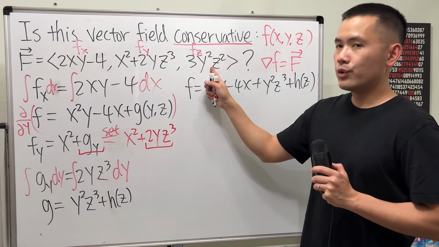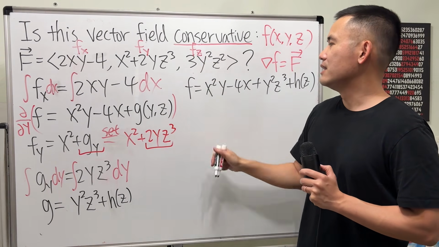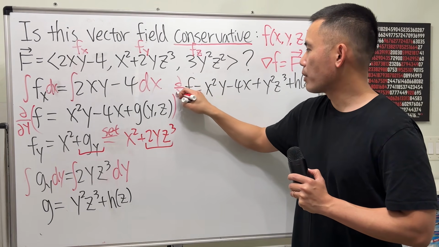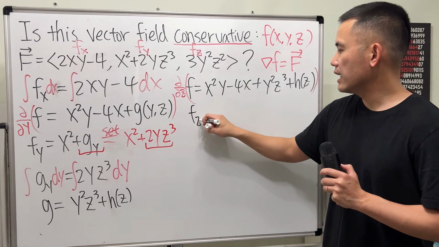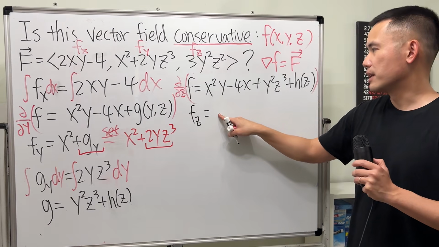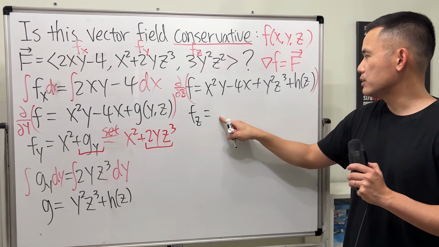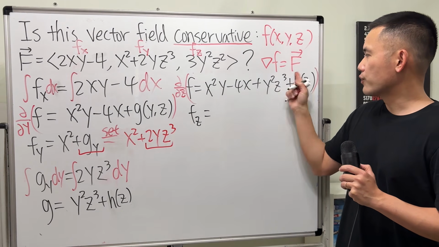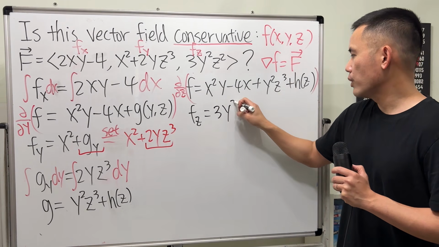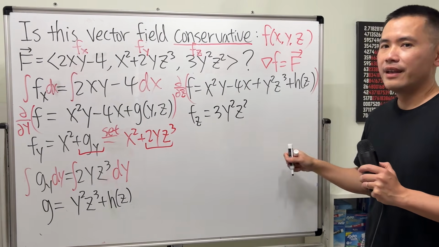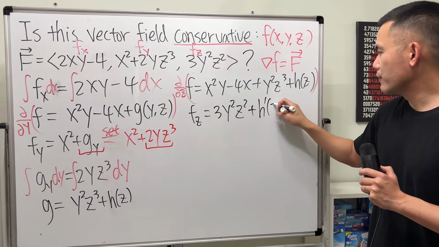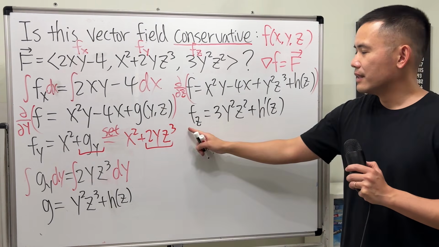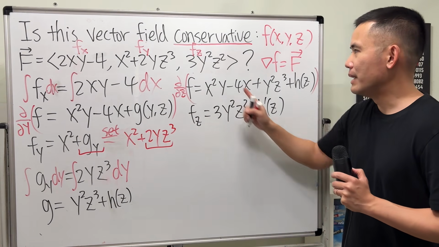Now, to use this, that's f sub z. So I will look at this equation, take the partial with respect to z. So we get, this will give us 0 because there's no z. Likewise, that will be 0. And for this, bring the 3 to the front, minus 1, 3y squared, z squared. And this right here is just the regular derivative. I'll put on h prime of z.